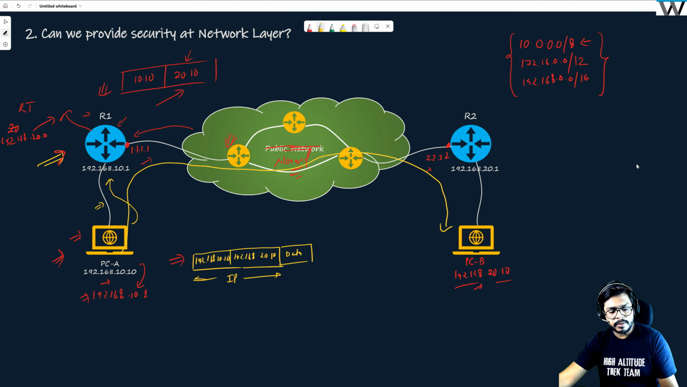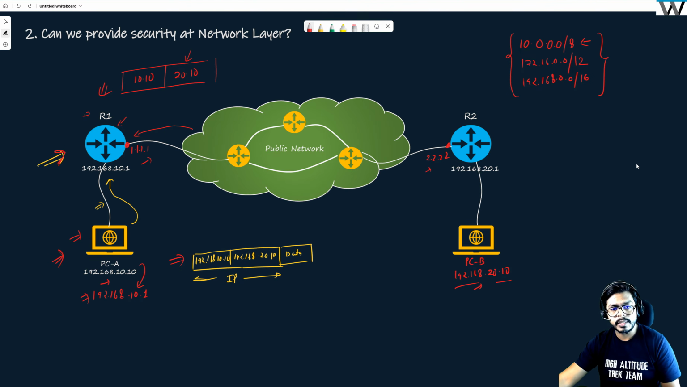But here is my problem. What is going to happen if this is not the private network? Suppose it is a public network. If we have two routers, right? I am just explaining some routing. If you have two routers directly connected with each other, you can run a protocol known as OSPF, RIP, EIGRP, anything.